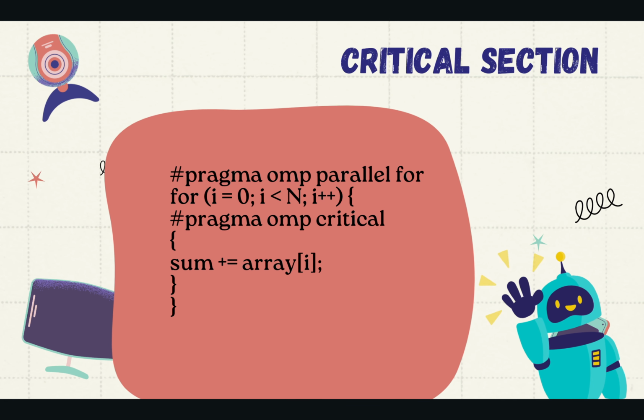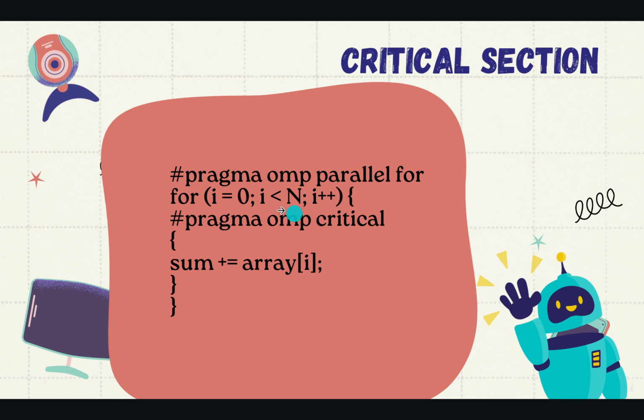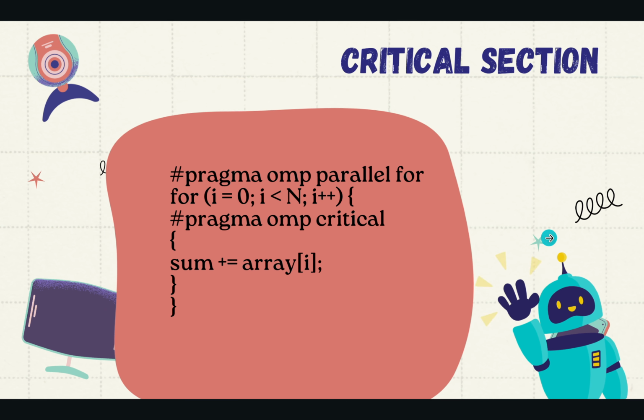Here is an example of the critical section. You can write pragma omp critical and then write the code that you want to protect.